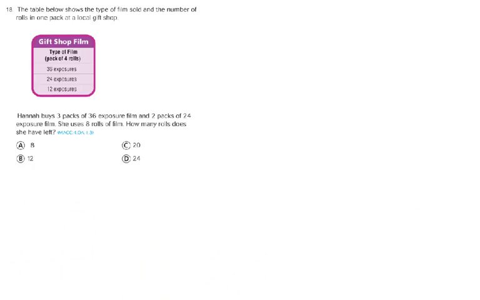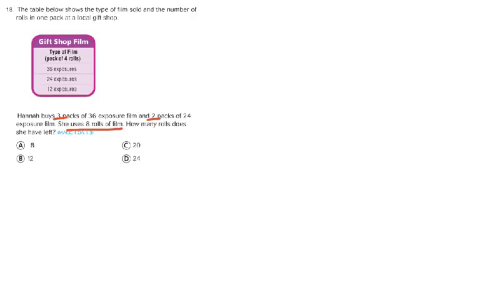Now this is a problem from your quiz that I want to review with you because it has multiple steps and this problem has extra information in it. The table below shows the type of film sold and the number of rolls in one pack at the local gift shop. Okay. Hannah buys 3 packs of 36 exposure films and 2 packs of 24 exposure films. She uses 8 rolls of film. How many rolls does she have left?